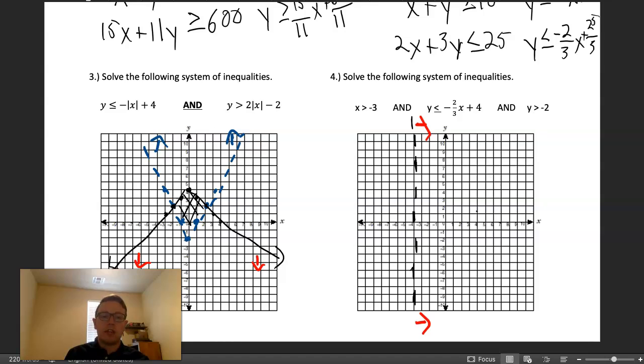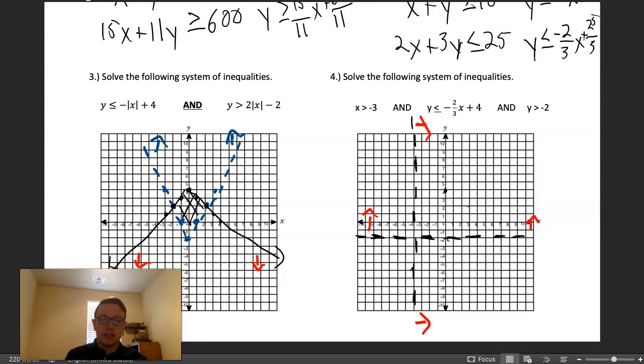For y is greater than minus 2, we're going to do a horizontal line, again a dashed line, at minus 2. And trying the point 0, 0: 0 is greater than minus 2. So we're shading everything above here. Meaning we already know we're stuck inside this top right bit, but we have to figure out what this last constraint does. Minus 2/3 x plus 4, so we're going to go over to 4.